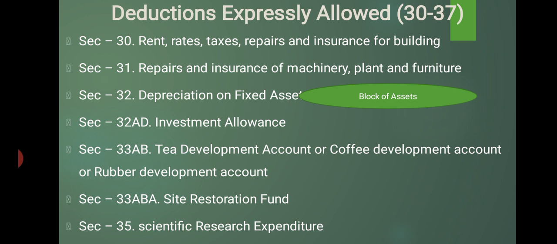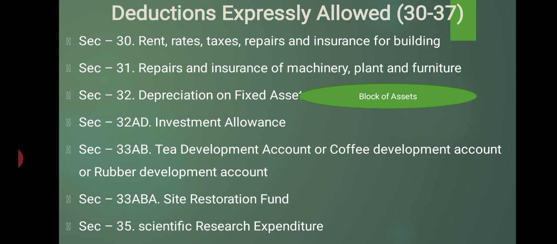Investment allowance is an allowable deduction. But one thing, how much is the investment allowance deduction? 50% of cost of new plant and machinery. One condition is that it should be acquired between 1st April 2015 and 31st March 2020. For what? For setting up of an undertaking or enterprise for manufacture or production of any article. Clear? One more thing, it should be in a notified area, like the state of Andhra Pradesh, Bihar, Telangana and West Bengal.